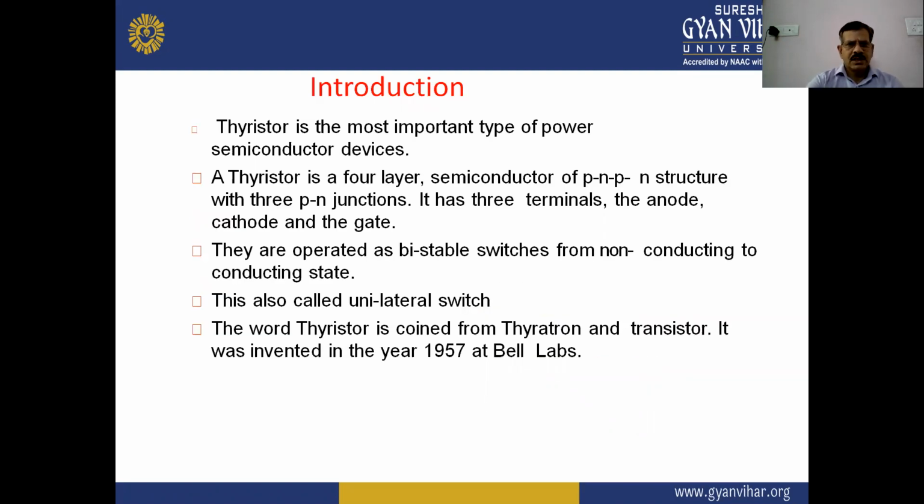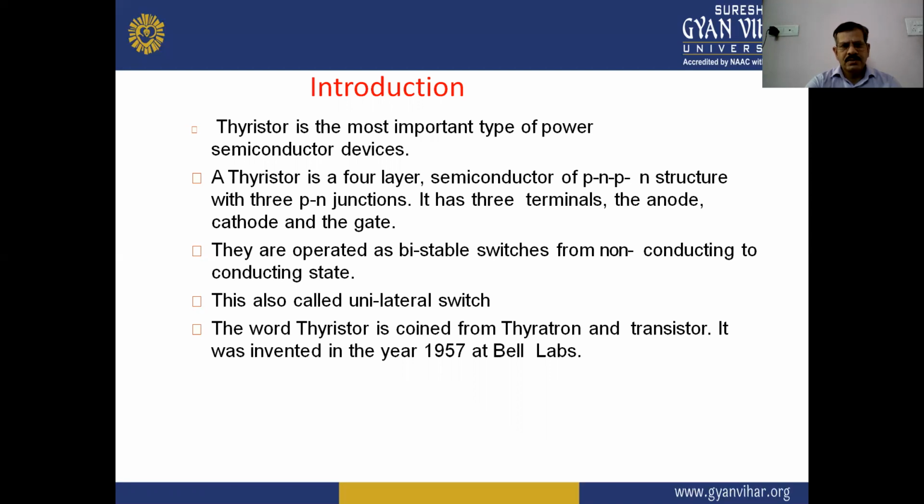So thyristor is the most important type of power semiconductor device. So SCR is a power semiconductor device. A thyristor is a four-layer semiconductor of PN structure with three PN junctions. It has three terminals. One is anode, second is cathode, and third one is gate. So we can say that thyristor is a four-layer, three-terminal semiconductor device.